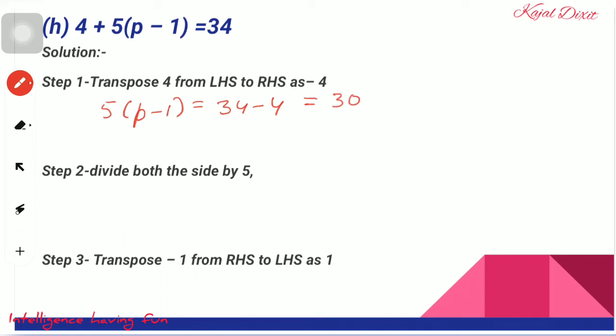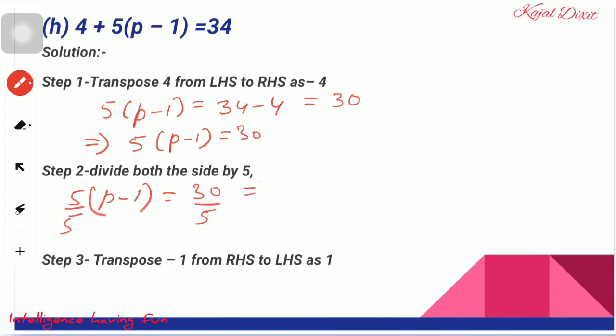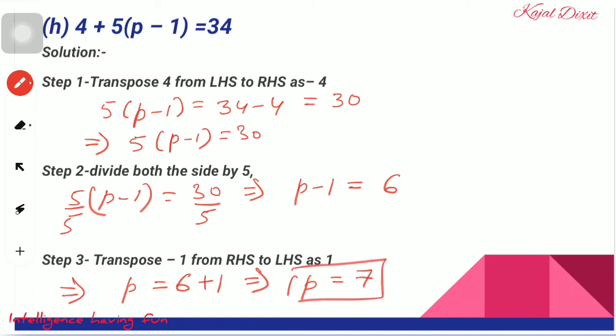Now in the second step we will divide both sides of the equation, that is 5(p minus 1) is equal to 30, by 5 on both sides. So after division we will get p minus 1 is equal to 30 upon 5. So from here we will get the equation as p minus 1 is equal to 6. Now minus 1 is transposed to the other side, so we will get the result as 6 plus 1. Finally, we have the value of p as 7.